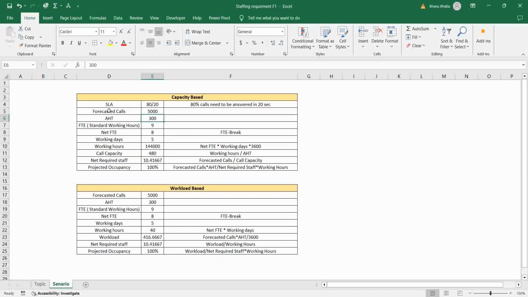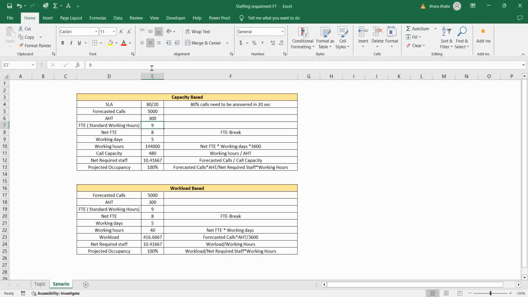So here I have put all the things that are required to calculate our net required staff. Firstly, this is the forecasted calls that we have. We also have SLA because in any campaign we have some KPIs. So this is the KPI. So forecasted calls is here. I'm taking 5,000 calls. And AHT we are taking here as 300 seconds.